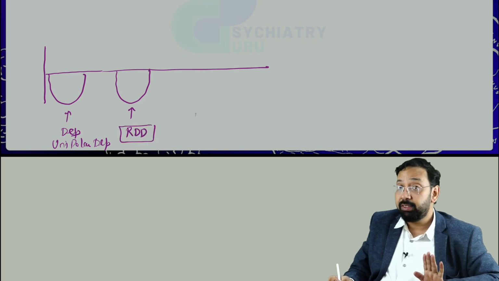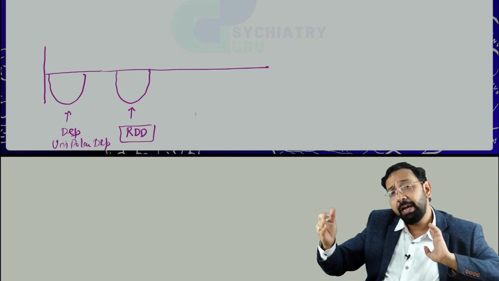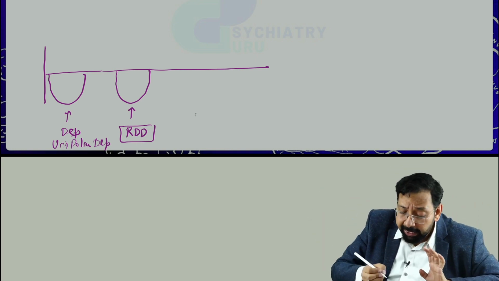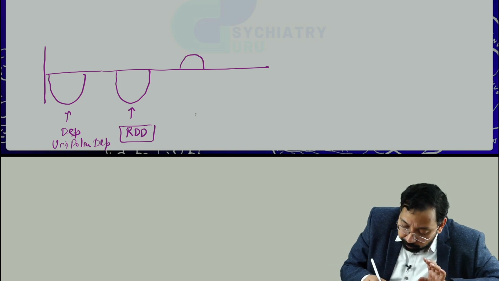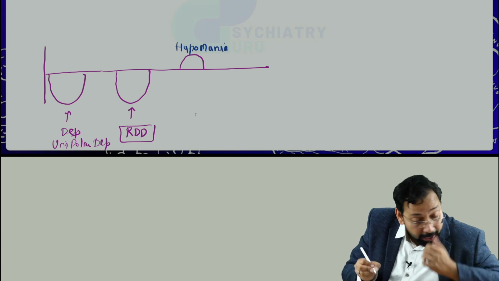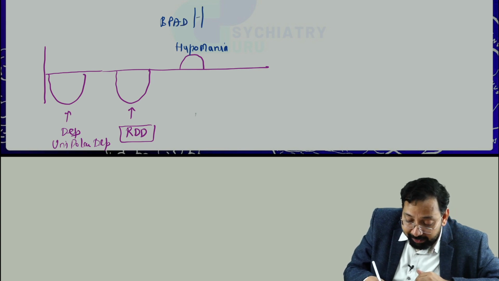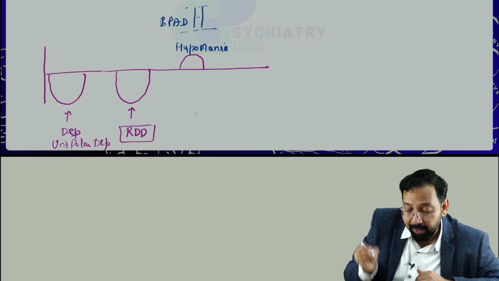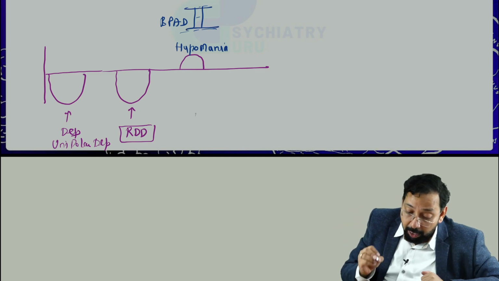Till now we have discussed this. Now this patient is treated completely. After some time, a few months or years, he developed hypomania. What is hypomania? I will discuss shortly. For the time being, this is hypomania. Now I would say this is BPAD 2. The 2 looks like H. BPAD 2. Now the patient is treated and recovered completely.